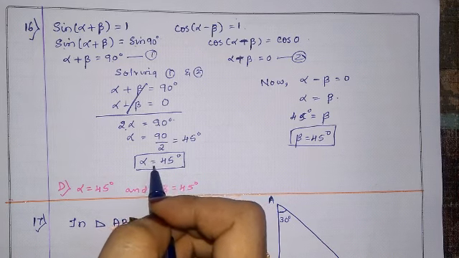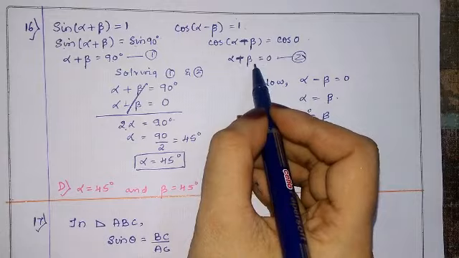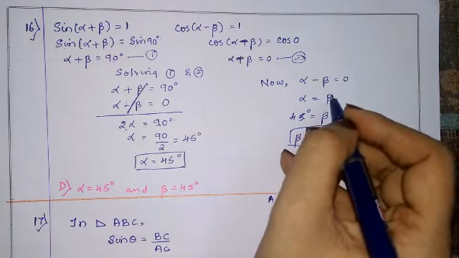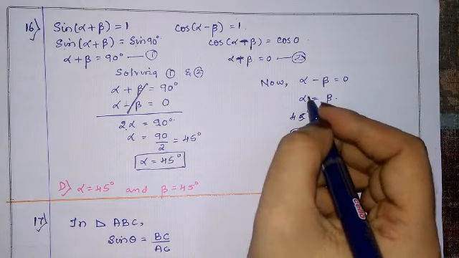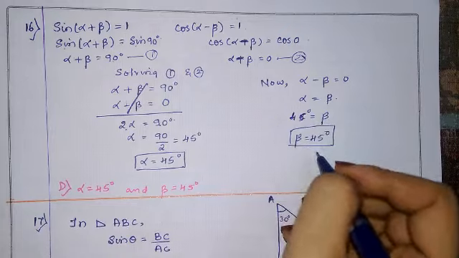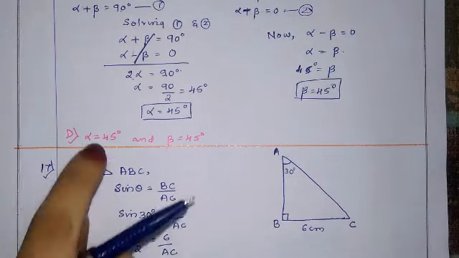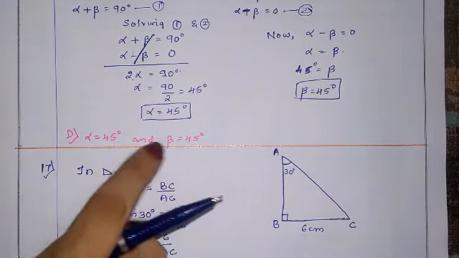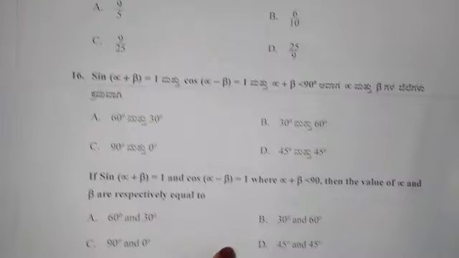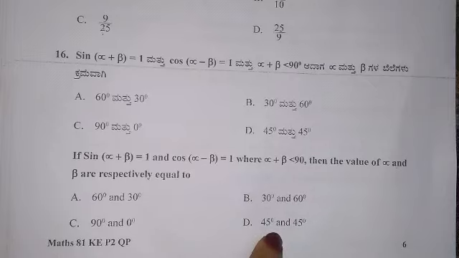Now we can put alpha equal to 45 in equation 2. Because in equation 2 we know alpha minus beta is equal to 0, alpha is equal to beta. Alpha value is 45 degrees, so beta also is 45 degrees. So the correct option is D, alpha 45 and beta 45.